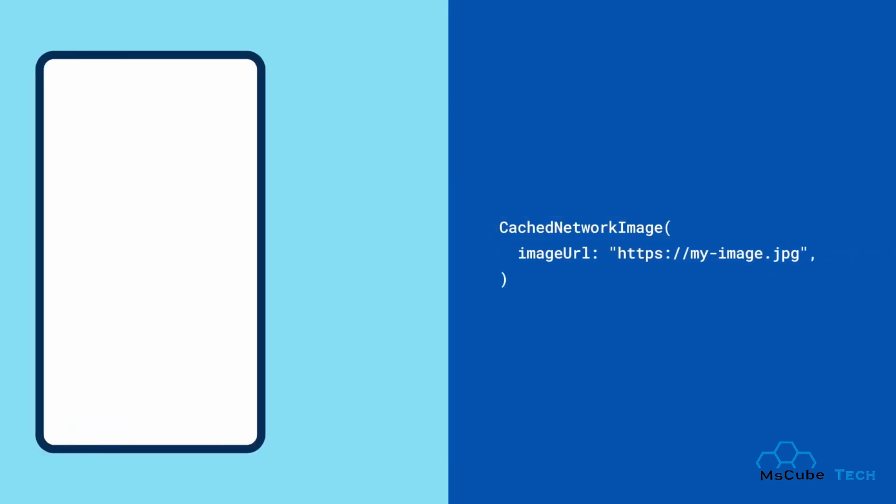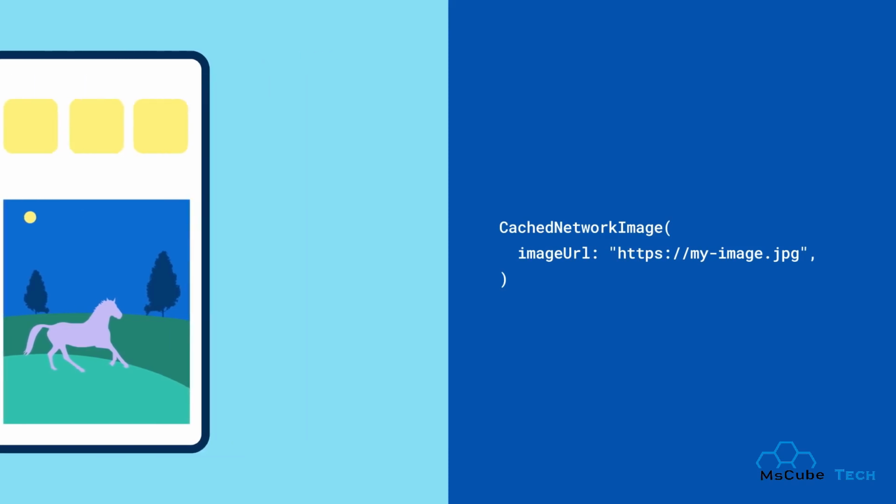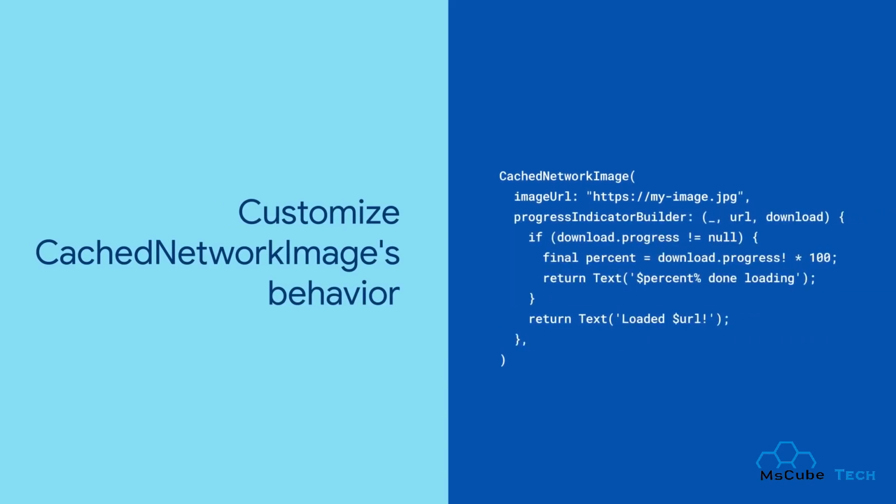And that's it. Now your Flutter app will download that image one more time and then hang on to it for future use. Okay, well, maybe that's not everything. Cached network image has a lot of customization options. Use the placeholder parameter to control what shows while the image is downloading. Alternatively, give updates with the progress indicator builder parameter. There are a lot of other parameters to play with until you get just the right behavior.